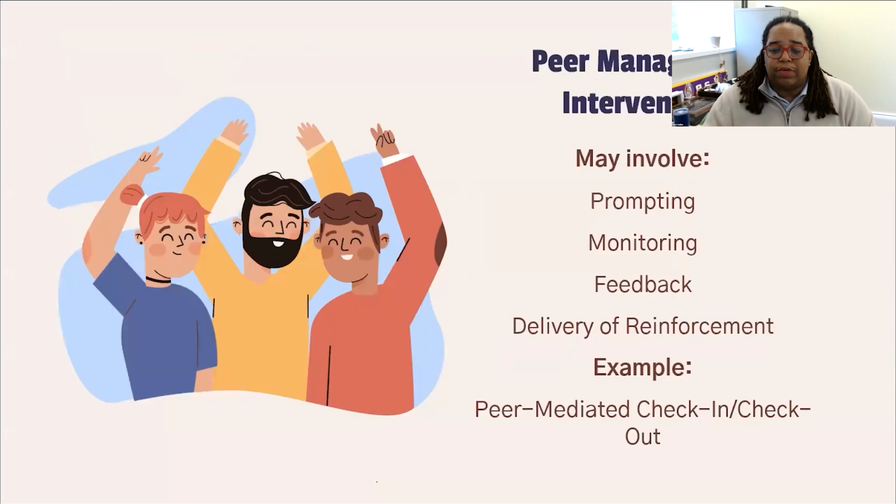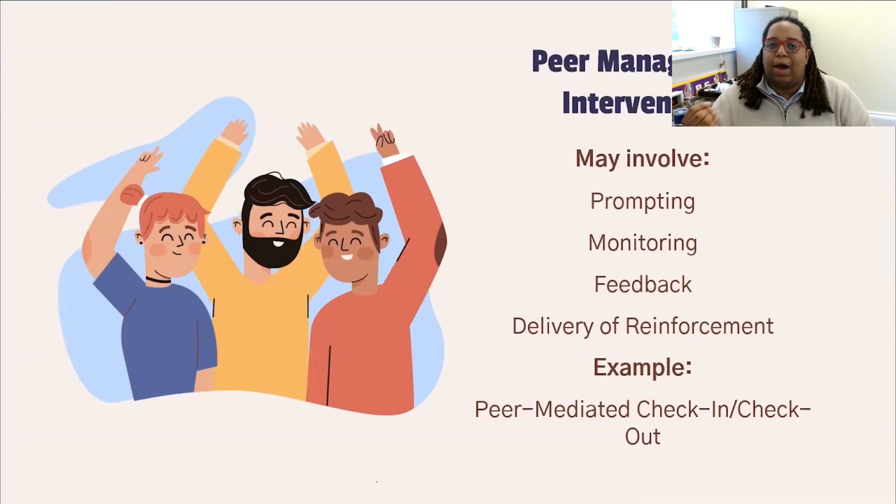So peer management interventions. Everything we talked about in terms of self-management, most of those things can instead be peer managed. So having a student prompting, monitoring, providing feedback, giving reinforcement and giving rewards to the other peer. A really easy, simple intervention that we've implemented in schools is, instead of having the student themselves monitor their own behavior, we could have the peer doing that.